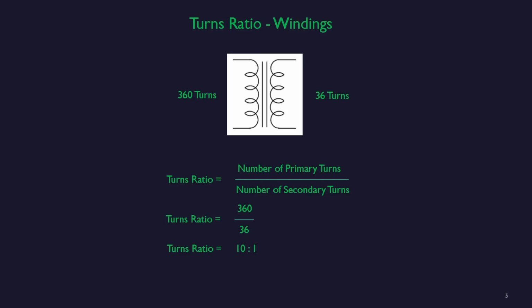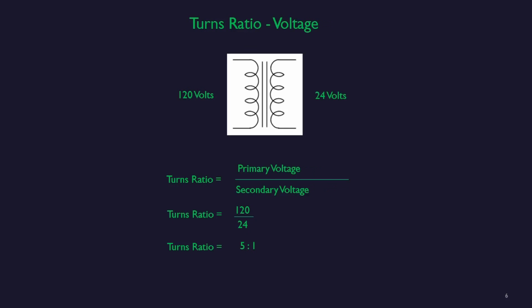One way to determine turns ratio is to divide the number of primary turns by the number of secondary turns. In this case, 360 divided by 36 gives us a turns ratio of 10 to 1. We could also use the nameplate voltage data to determine the turns ratio. In this case, 120 volts divided by 24 volts would give us a turns ratio of 5 to 1.